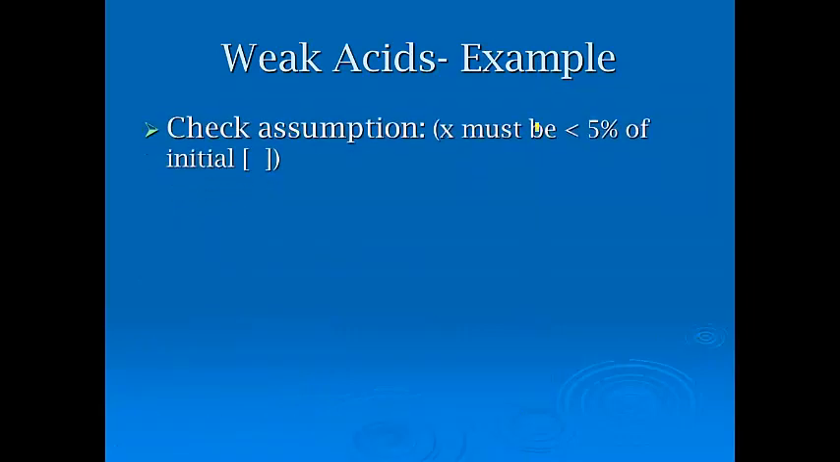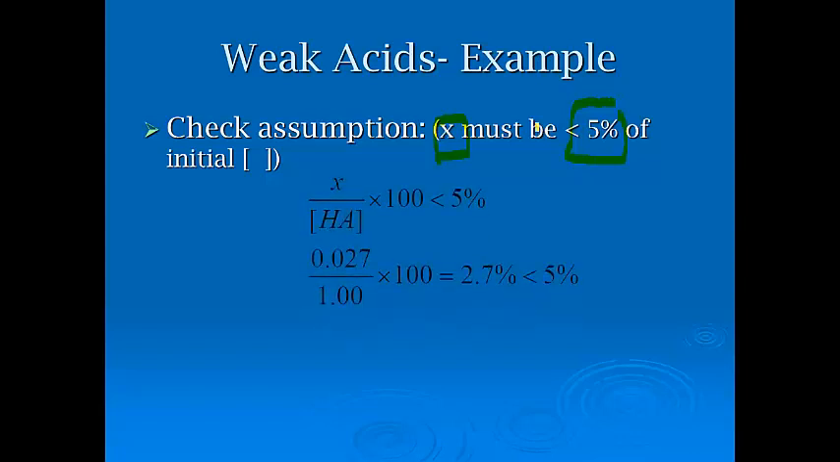Now, to check the assumption, you have to make sure that the x you ignored is essentially less than 5% of whatever you were subtracting it from. So if we look at this one, this is the x value that I just solved for, which is 0.027. This happens to be the concentration of the original acid, or whatever we were subtracting it from, because remember, what we crossed off was 1.00 minus x.